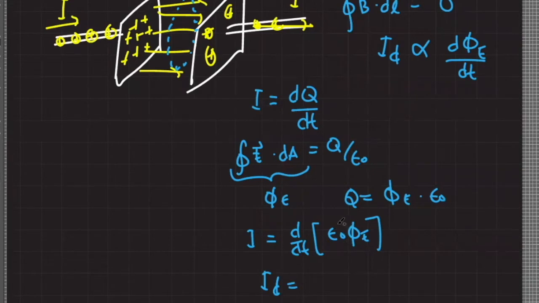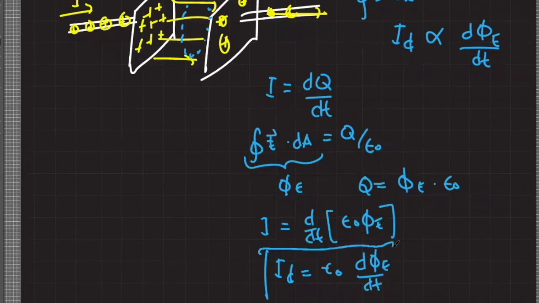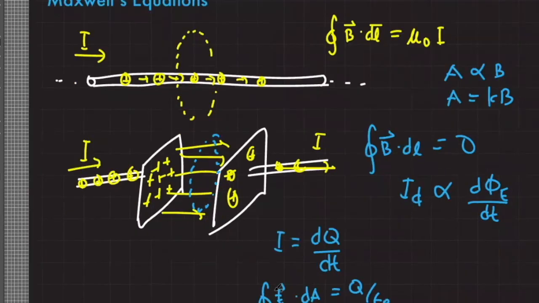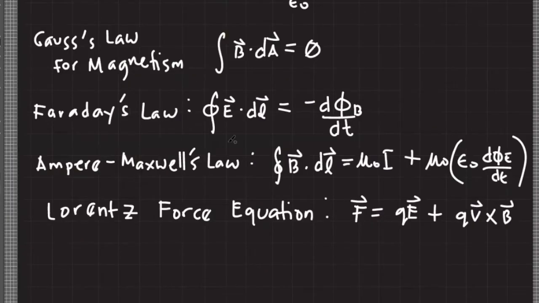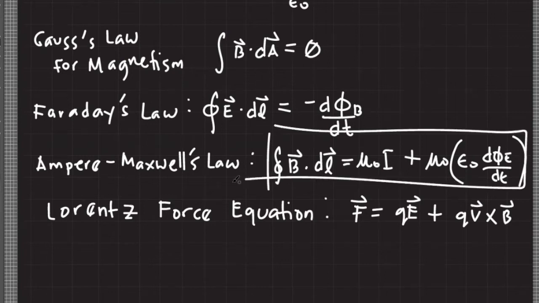Epsilon naught is constant. I can bring this out of the time derivative operator, and then I'll end up with d phi sub e over dt. So now I can plug this back in the previous equation. Instead of writing directly as I sub d, I must copy this form to maintain the units on both sides. So mu sub naught times I sub d, but recall that I sub d is equal to epsilon naught d phi sub e over dt. This is the complete form of the Ampere-Maxwell equation.